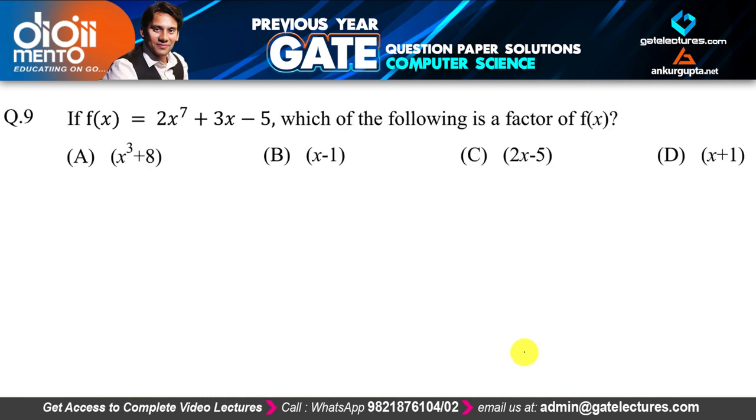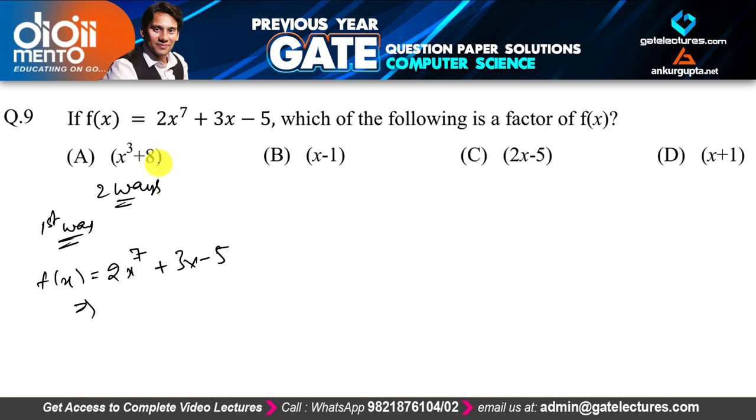If f(x) is equal to 2x^7 plus 3x minus 5, which of the following is a factor of f(x)? There are two ways of solving this problem. The first way is that we have the function f(x) equal to 2x^7 plus 3x minus 5. Now, try to divide this function with these values.